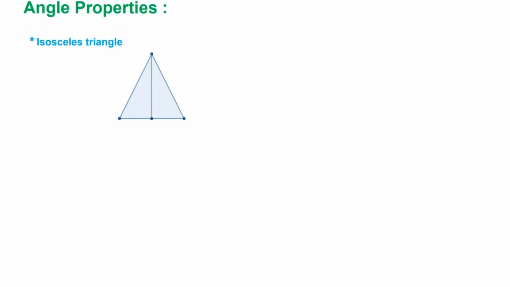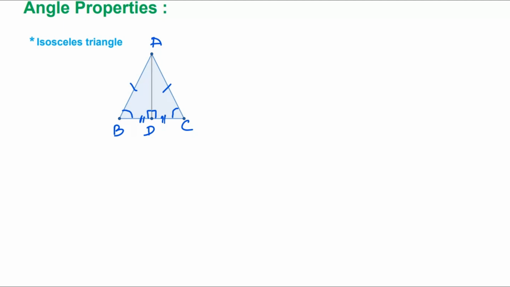Consider this isosceles triangle. We know in isosceles triangles, these two sides are equal, and these two angles are equal, and this line AD intersects the line BC at the midpoint. So this side and this side also will be equal, and this angle also equal.